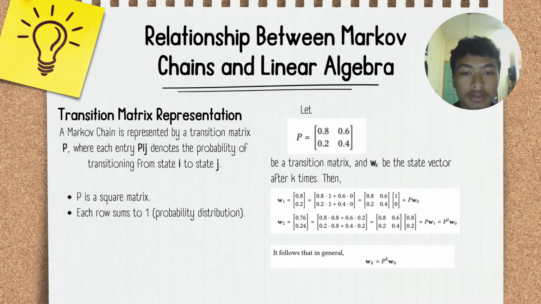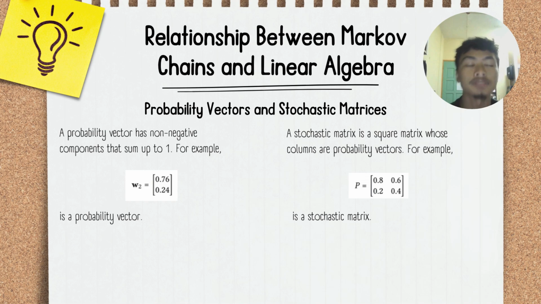So it follows that in general, Wk equals the matrix P to the power of k times W0. The next relationship that we'll be talking about is probability vectors and stochastic matrices. A probability vector has non-negative components that sum up to 1.